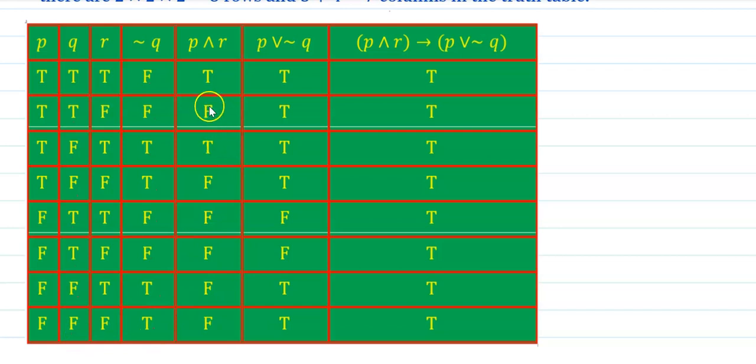Next, find out the and between P and R. If both of them are true, then it is true. Therefore, T and T is true. Both of them are true. Now, T and F is F. T and T is again T. T and F is again F. Next, F and T is F. F and F is F. F and T is F. F and F is again F.